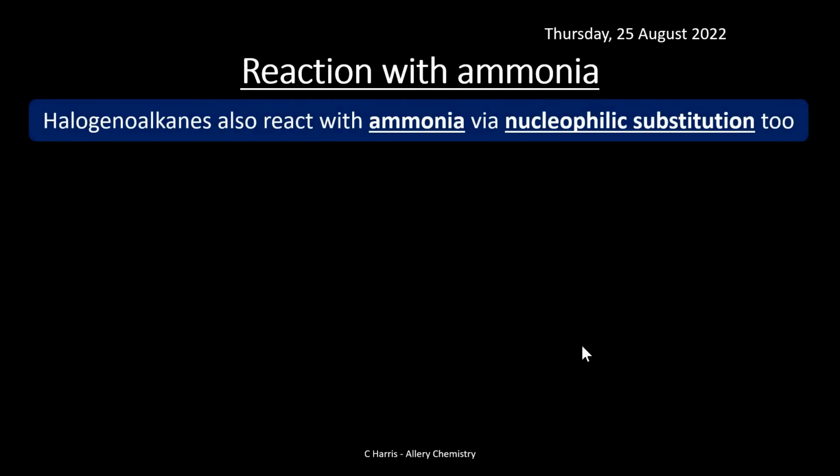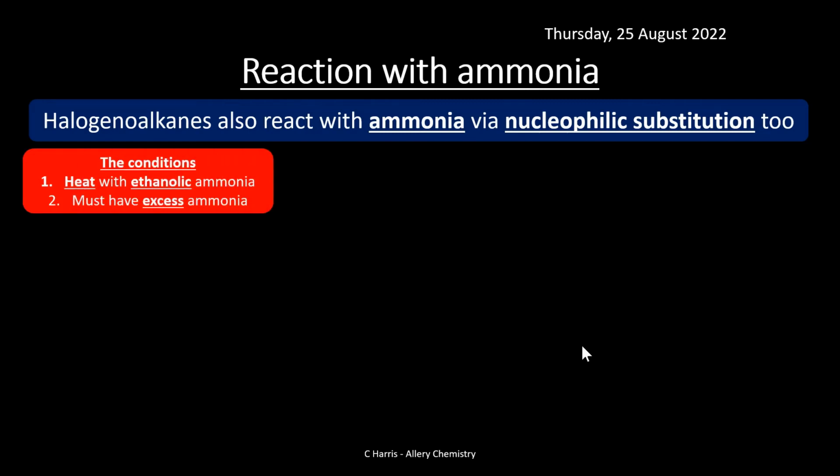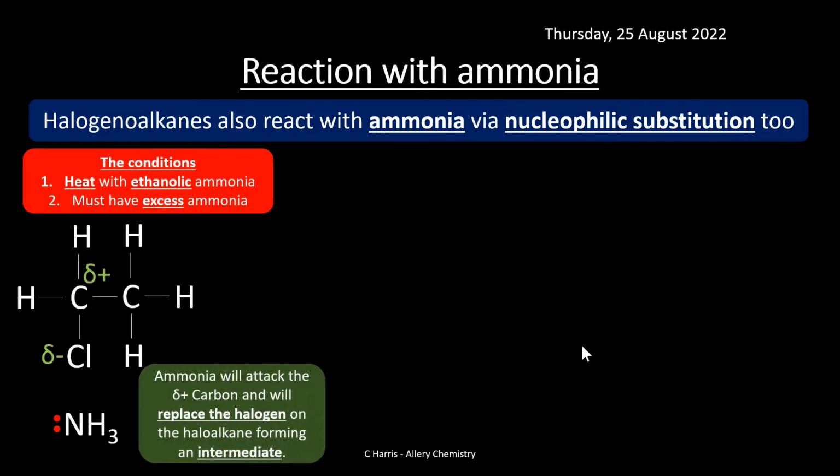Let's have a look at another reaction. This is halogenoalkanes reacting with ammonia, and this is going to go via nucleophilic substitution as well. So you'll see there's quite a pattern forming here. The conditions here: we're going to heat with ethanolic ammonia, and we're going to have excess ammonia as well. We must have excess.